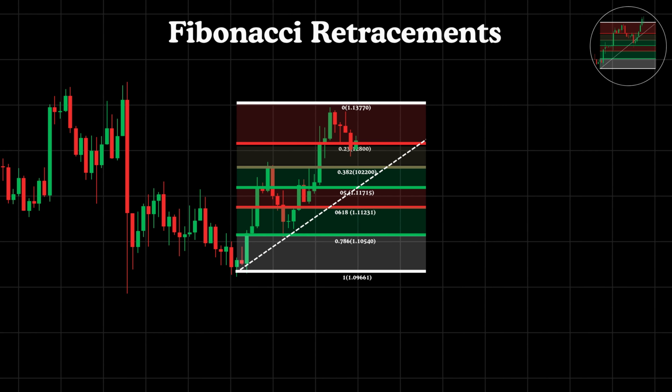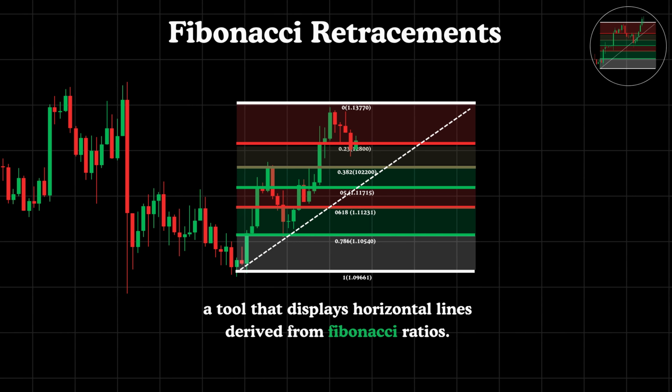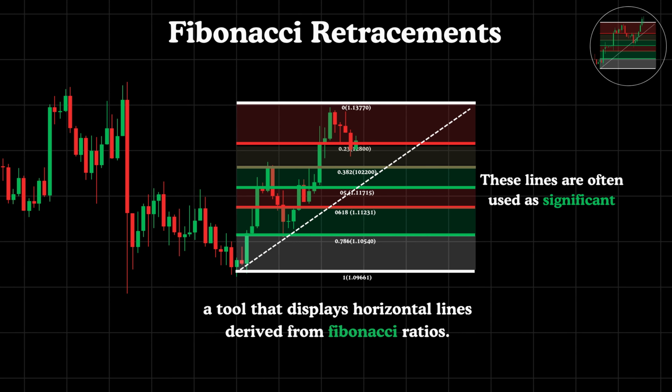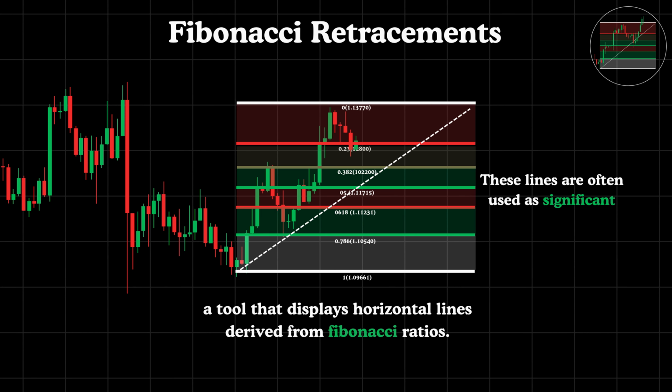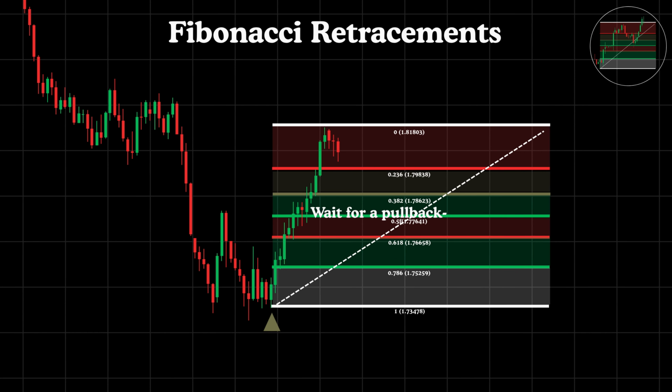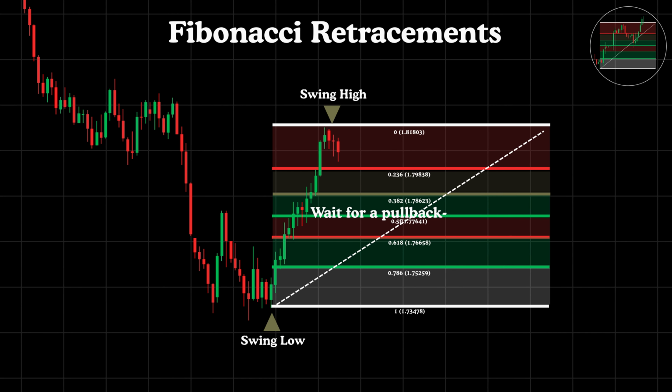Fibonacci retracements are a tool that plots horizontal lines derived from Fibonacci ratios. These lines are often used as significant support and resistance areas. To apply the Fibonacci retracement tool, start by locating a swing low and a swing high on the chart. Then, drag the tool from the swing low up to the swing high.